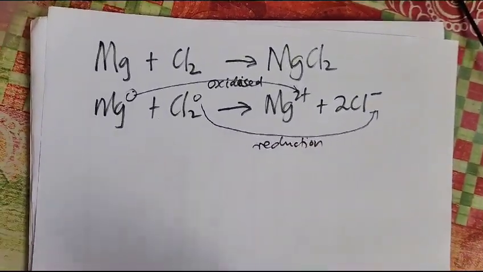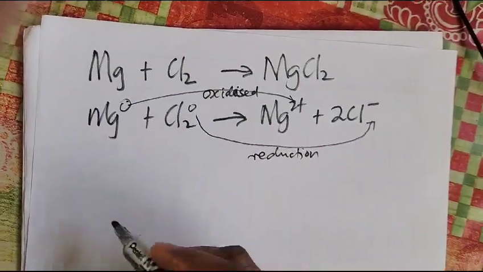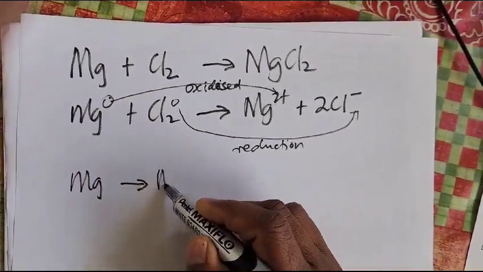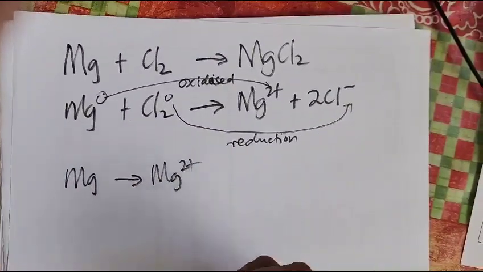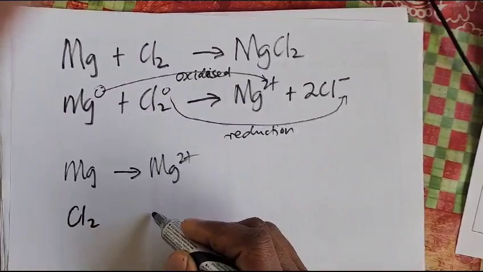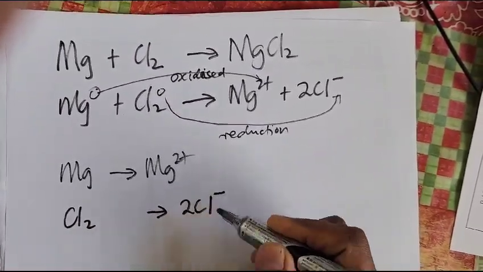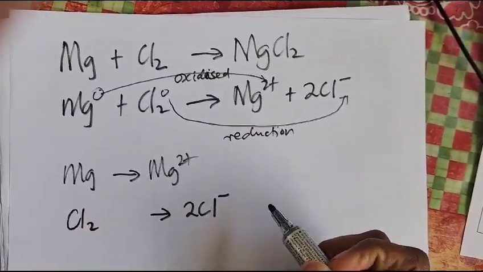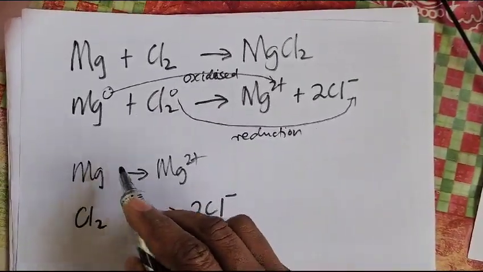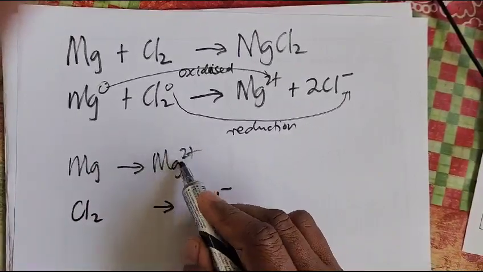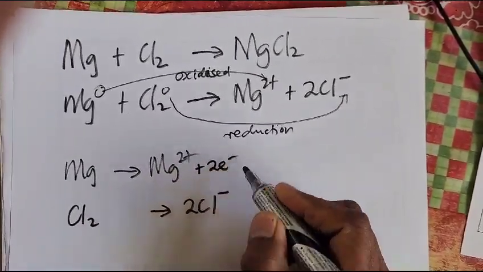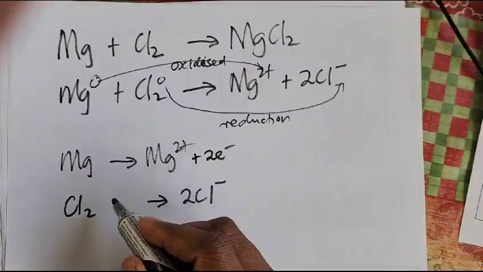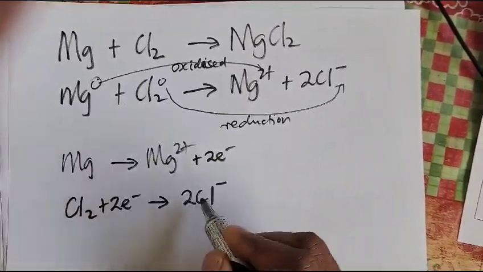Now if we split this into 2 half reactions, magnesium changes from Mg to Mg2+, whereas chlorine gas changes from Cl2 to 2Cl-. If we balance these half reactions using electrons, this side has no charge, so the other side should not have any charge either. We've got 2 positive, so we'll have to add 2 electrons. On this side, it is 2 negative whereas this one has no charge, therefore we'll need to add 2 electrons so that we have 2 negatives, 2 negatives.